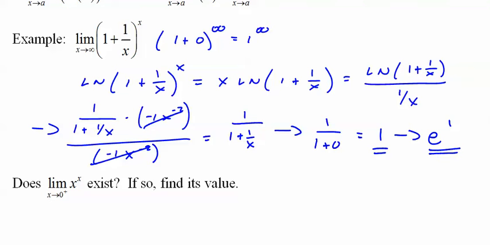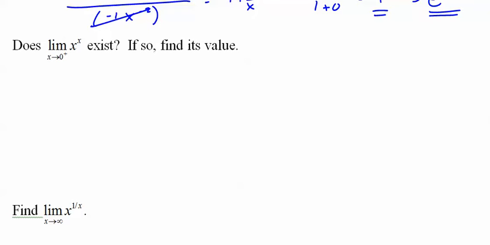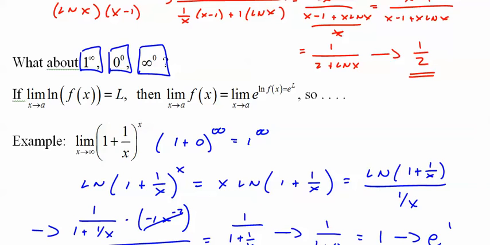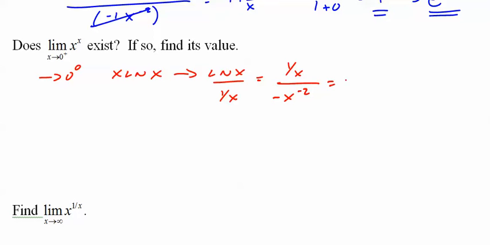A lot of work, a lot going on there. Watch out. Does this limit exist? We get 0 to the 0. Was that on our list? It was. Second one, 0 to the 0. So, natural log, x goes out front, rewrite it. Derivative, 1 over x over -1 x to the -2nd equals 1 over x times -x.